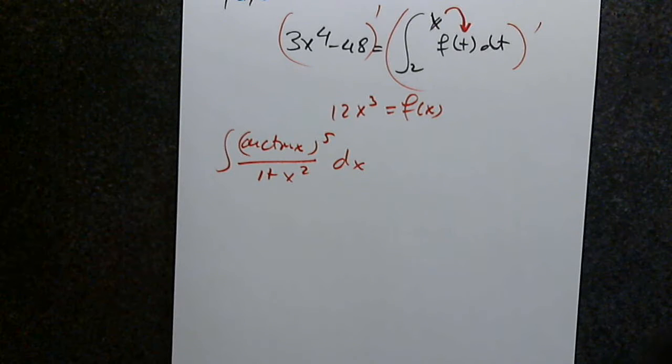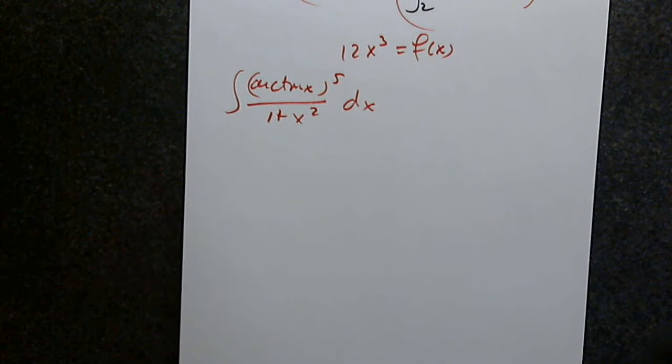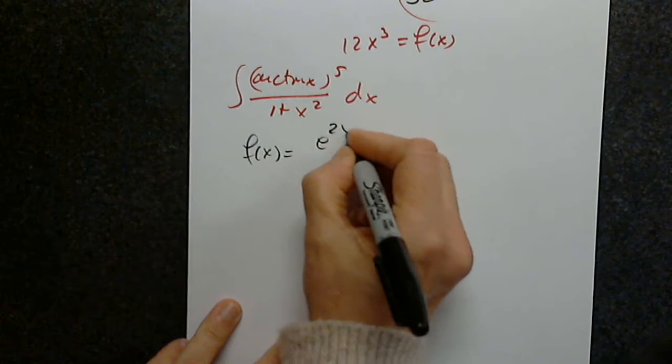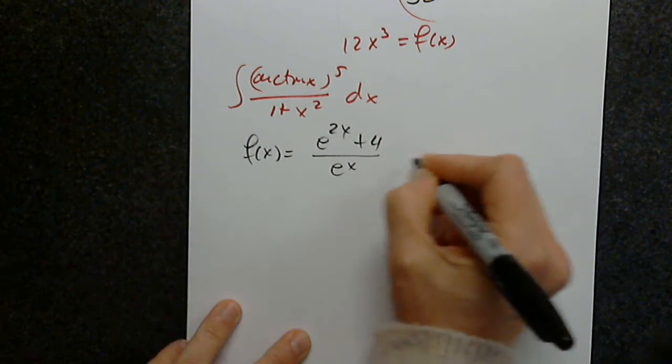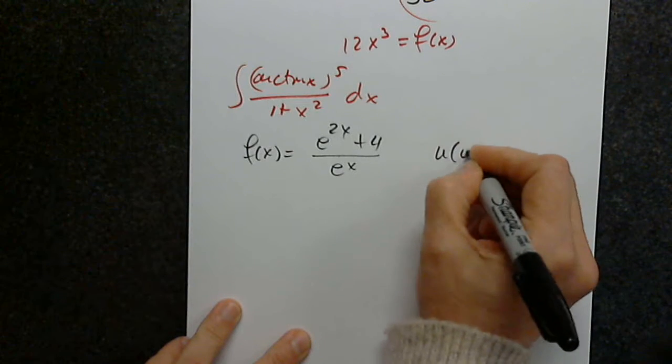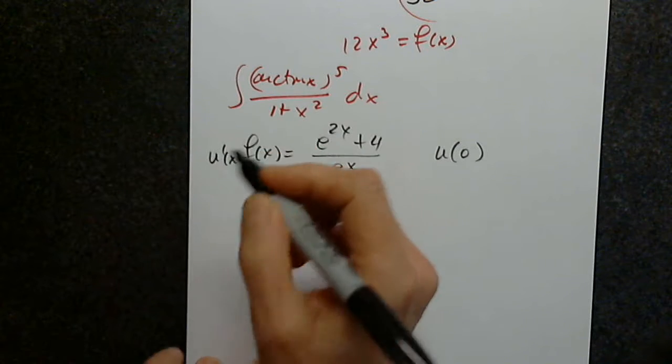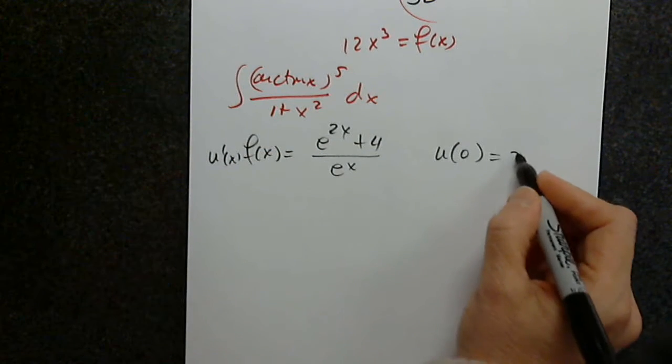Okay, anything else? Before we look at the squeezing theorem. Number one. Yes? I didn't get the sign correct. So we want to look at number 1? Yeah. Okay, very good. So we have f of x, which is e to 2x plus 4 divided by e to x. And we have u of 0. Oh, this was u. I'm sorry. U prime of x. Yeah. Okay. And u of 0 is 2.